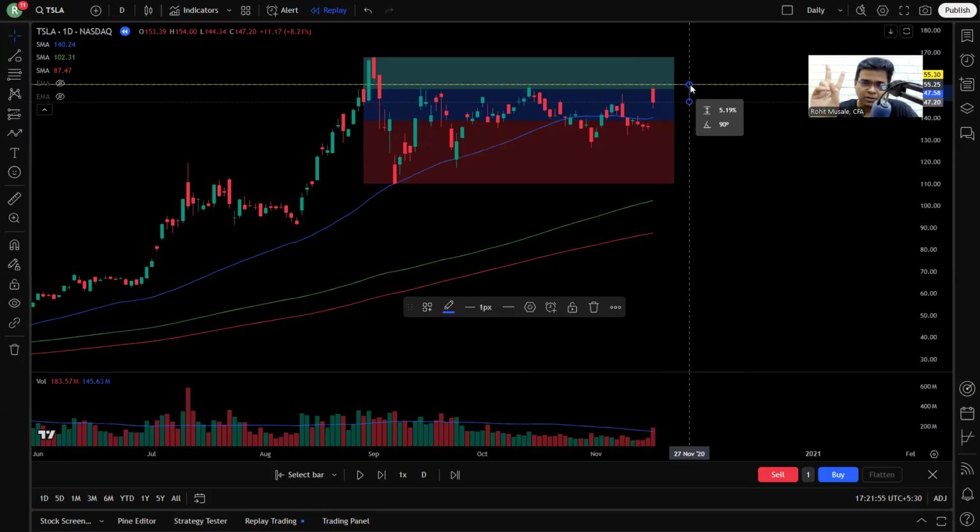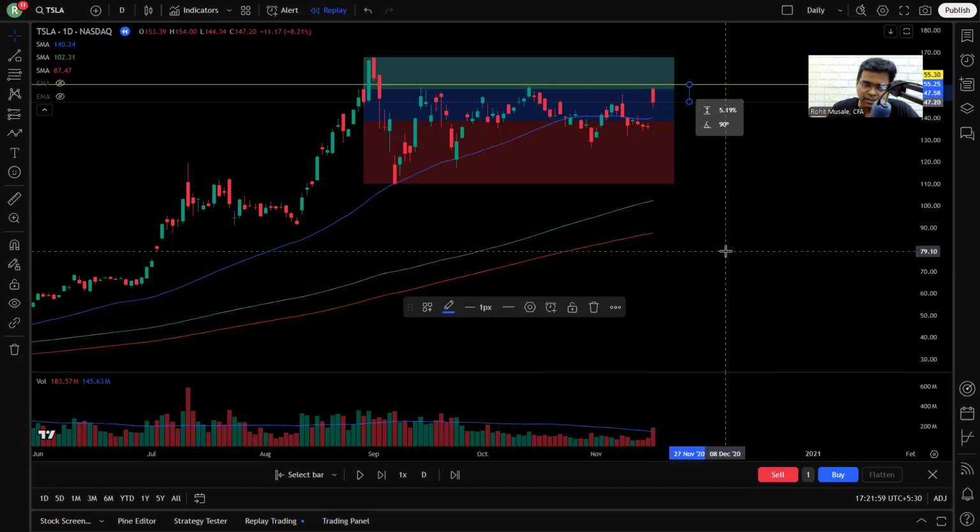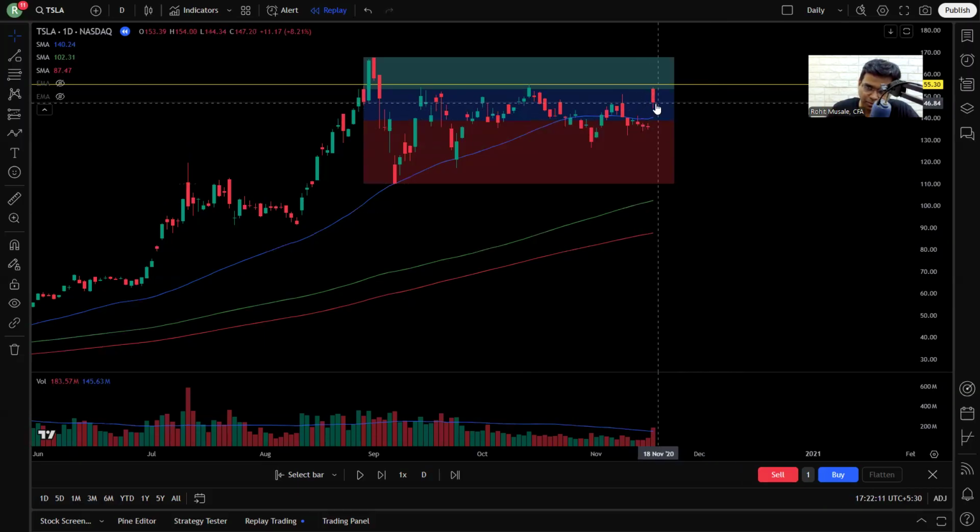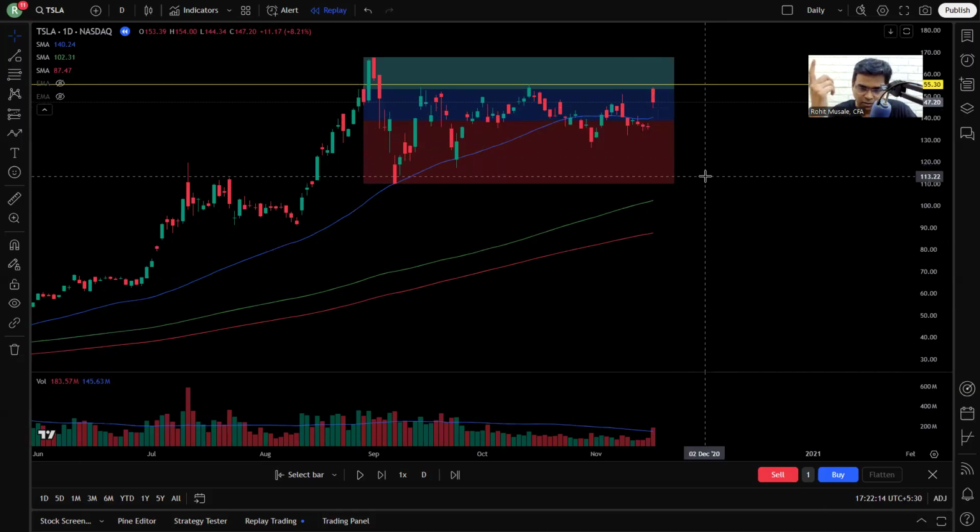So 2 points not in our favor. The yellow line in the green and the gray line in the blue zone. Then the distance between the closing price and the buy point is more than 5%. There are 3 or 4 points in our favor, including the point that the price has now created a rising window, that too on high volume. Okay, that is strongly in our favor.